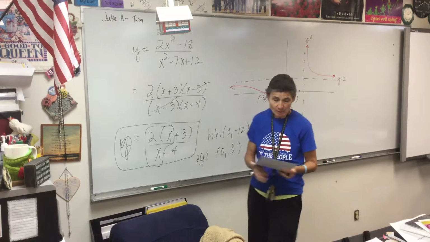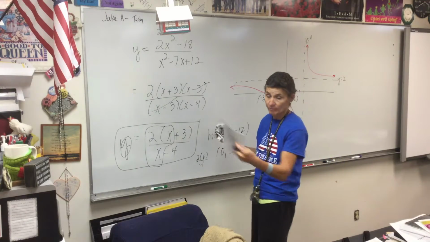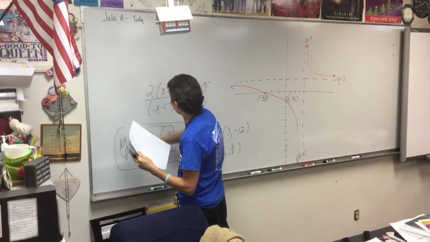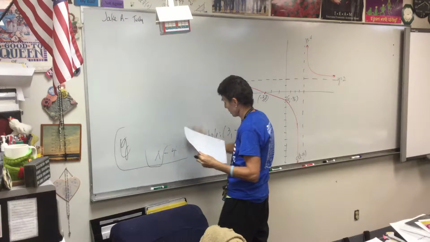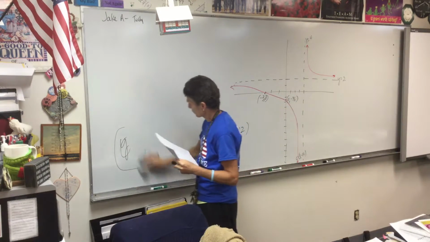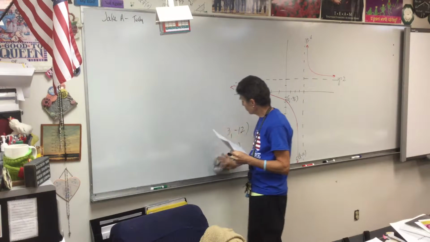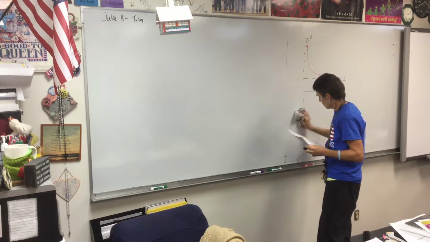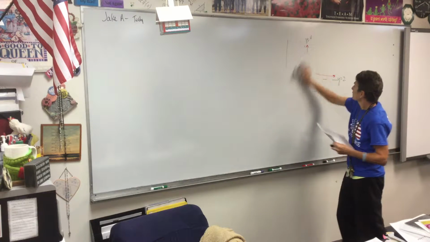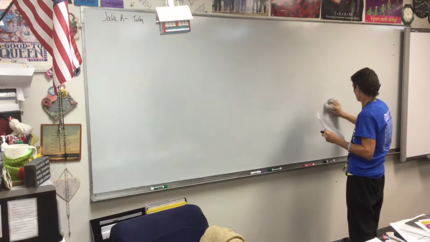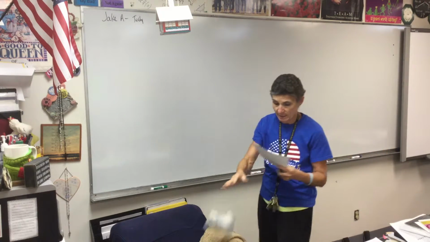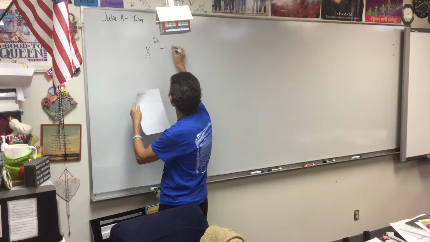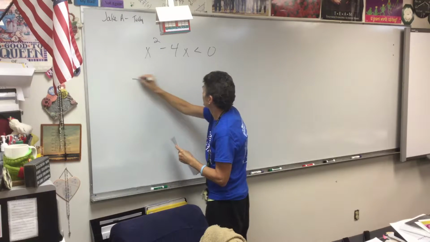Remember when we do inequalities, and now we've got a whole page of inequalities here. When we do inequalities, we are going to draw a number line. We're not going to do this kind of stuff. We're going to draw a number line, and we want our inequality set equal to 0. So I'm going to move things around so it's set equal to 0. So number 2, letter A, is going to be x squared minus 4x less than 0.